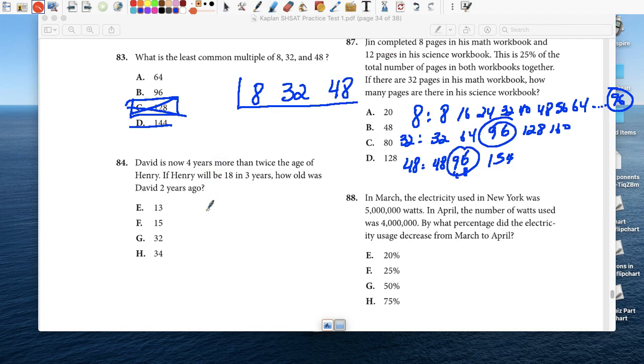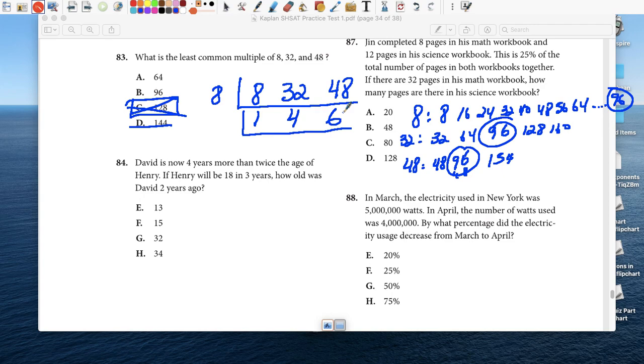You can do this several different ways. The ladder method is there, so let's do it. Let's see if I remember. We need to find a number that divides into 8, 32, and 48. Let's just pick 8. 8 goes into 8 one time. 8 goes into 32 4 times. 8 goes into 48 6 times. We're going to continue.